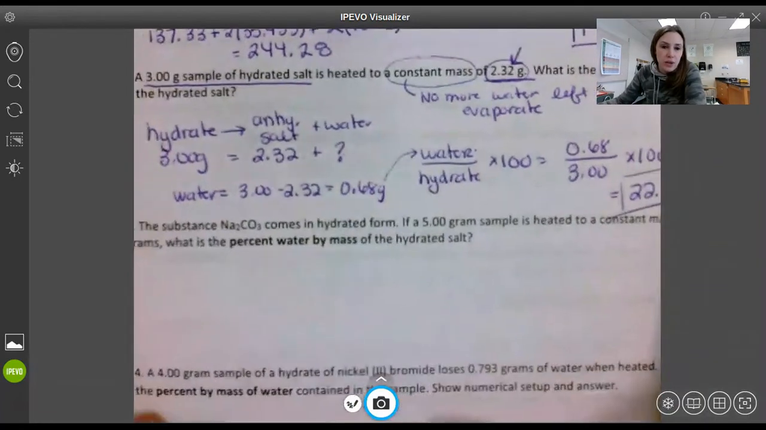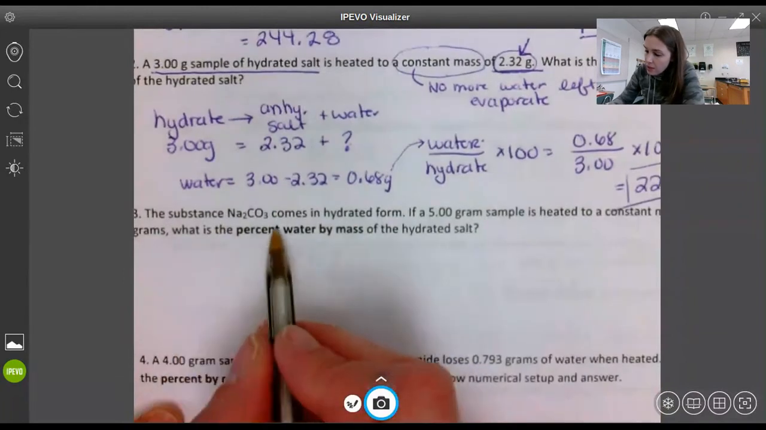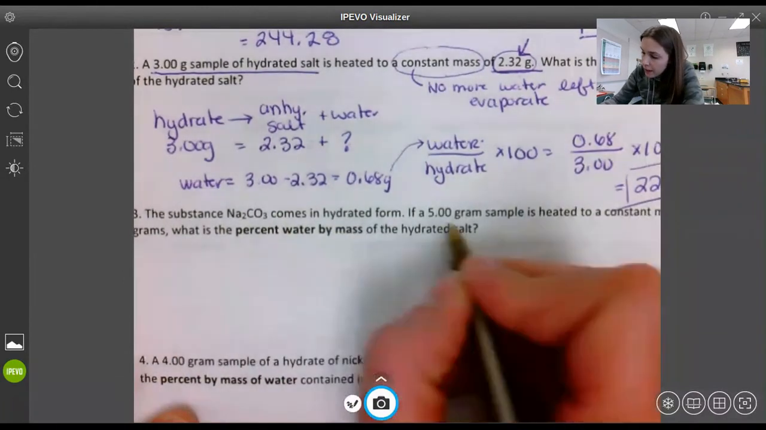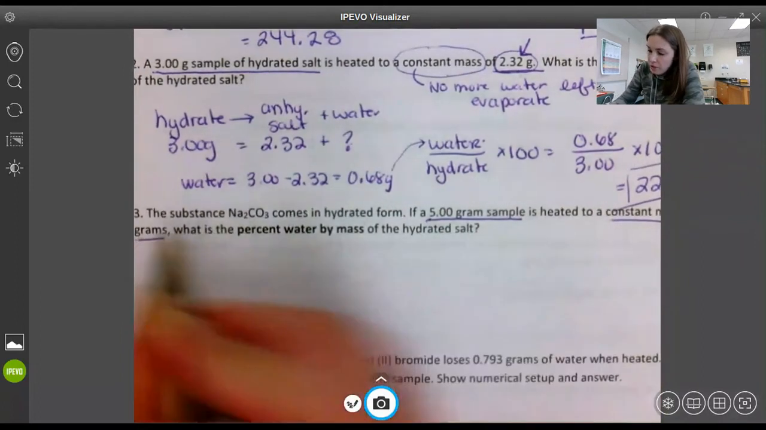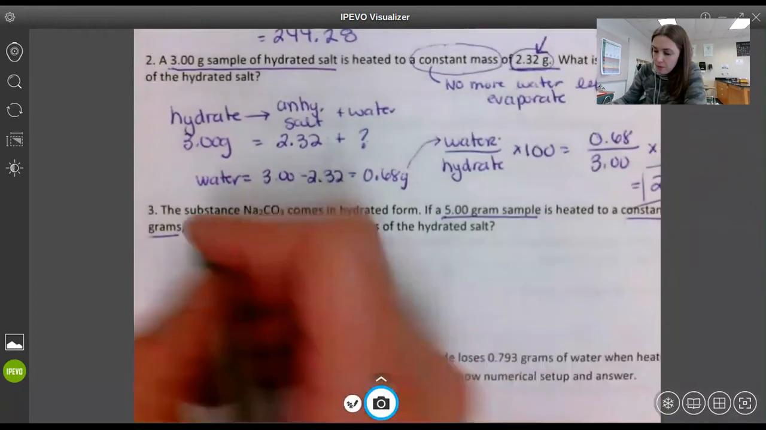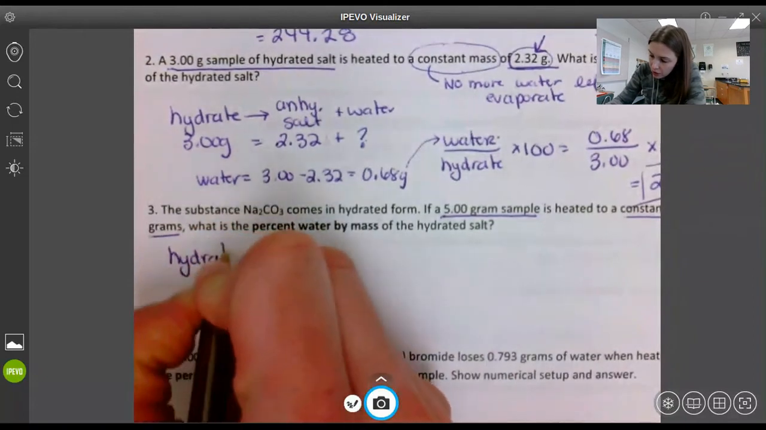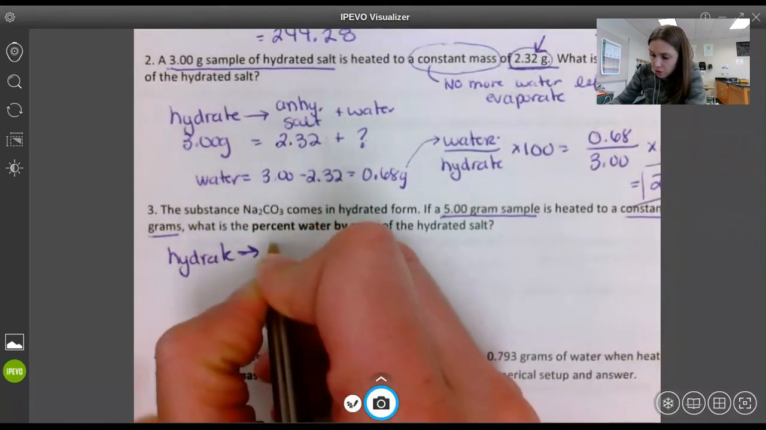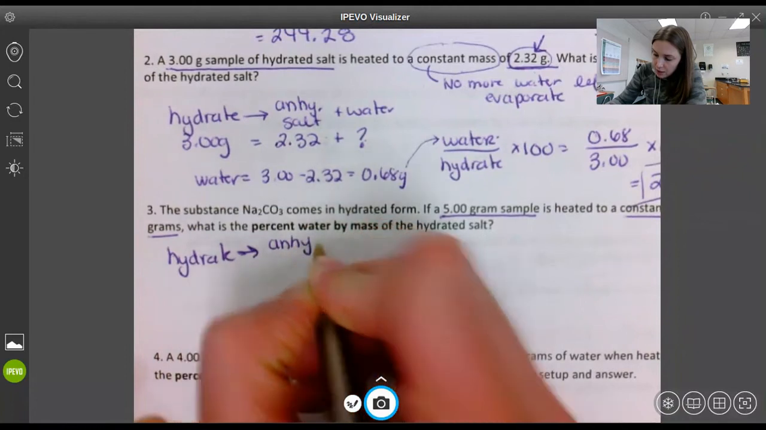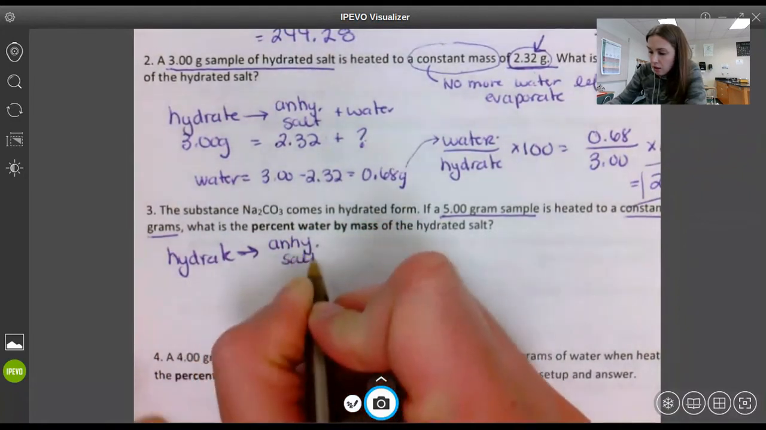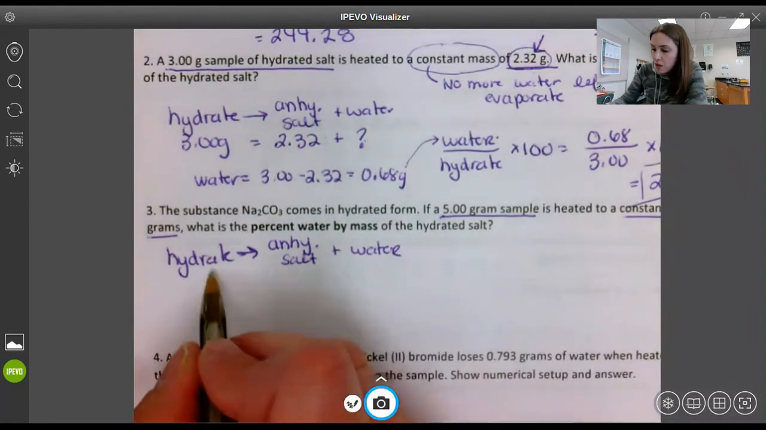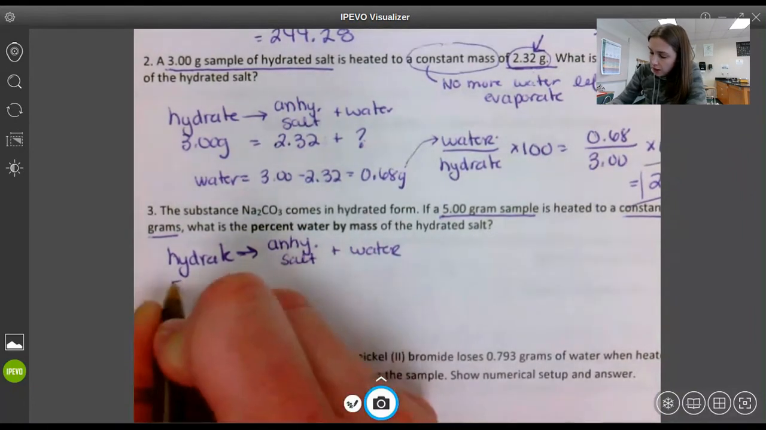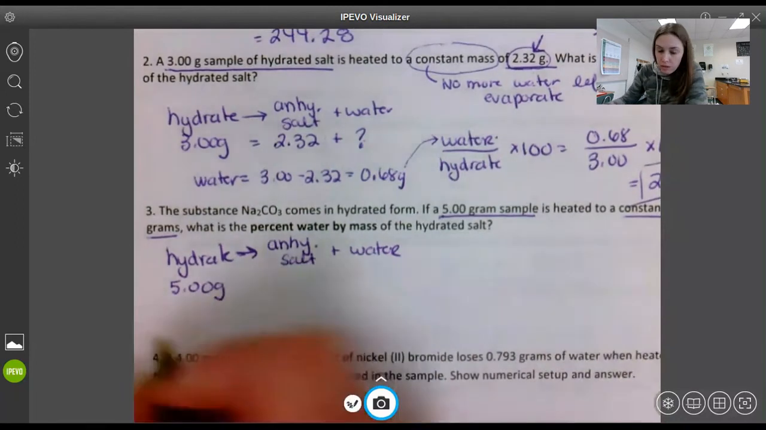All right, so let's do one more together. I'm going to have you try the last one out on your own. So this one, we have a substance that comes in hydrated form. If 5 grams of the sample is heated to a constant mass of 1.85 grams, what is the percent by water? So same thing, I'm going to first just look at, well, what information do I have? I have to understand my hydrate, how much anhydrous salt was left, and then how much water evaporated out. So for the hydrate, I have a 5-gram sample. That's how much I started with.